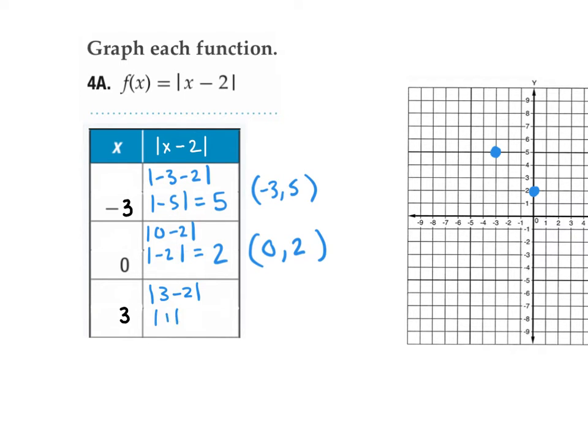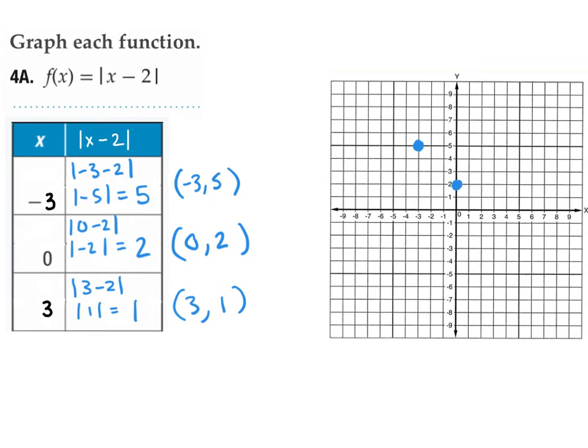So the absolute value of 1 is 1. So we have 3, comma 1. We're going to go to the right 3 and go up 1. So we kind of see that these points here don't give us a perfect V. So we need to plug in more points to find which direction our V is going to go. So the most important part of the V is the very bottom of it.